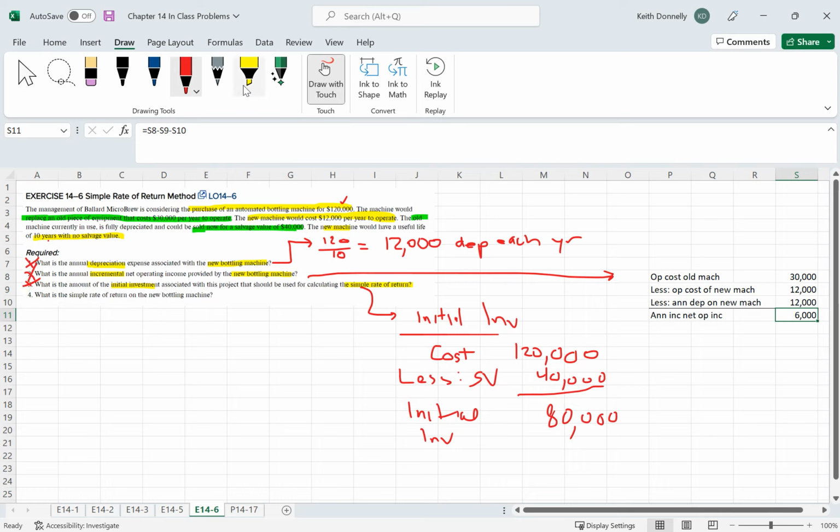So with that, they want to know, what is the simple rate of return? The formula for that is going to be your annual incremental net income, or net operating income, divided by your initial investment.